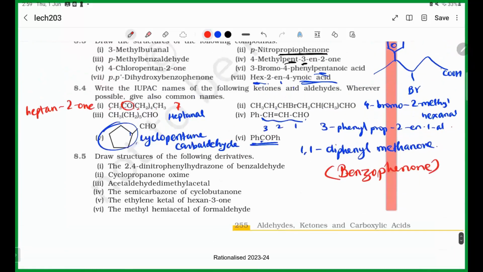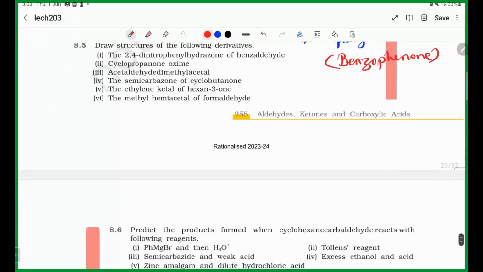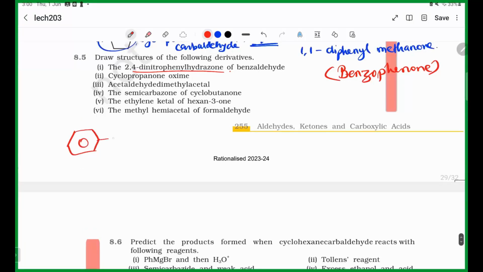Okay, so again, coming back to this, the common name of PhCH=CHCHO is cinnamaldehyde. Okay, now, draw the structure of the following derivatives. The 2,4-dinitrophenyl derivative of benzaldehyde, the 2,4-dinitrophenylhydrazone. So you have 2,4-dinitrophenylhydrazine, NH2. This is 2,4-DNP plus benzaldehyde.